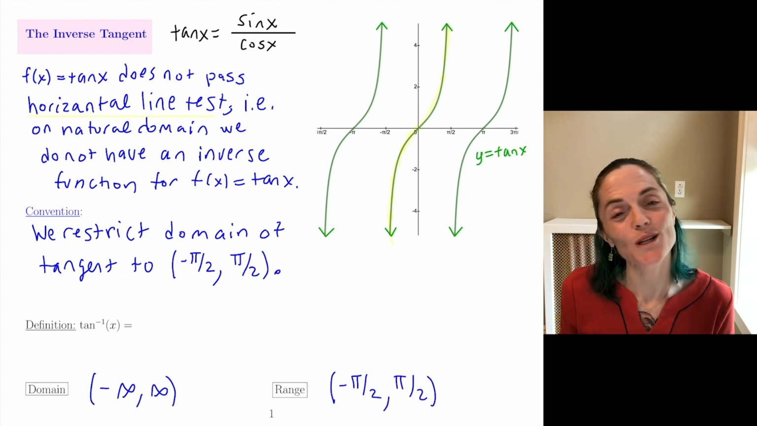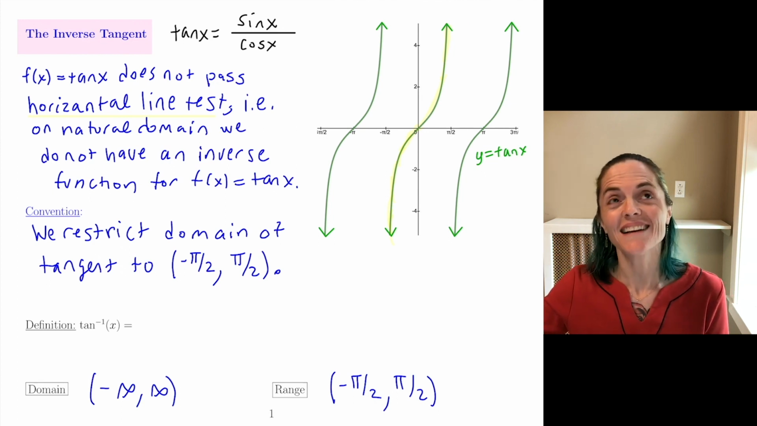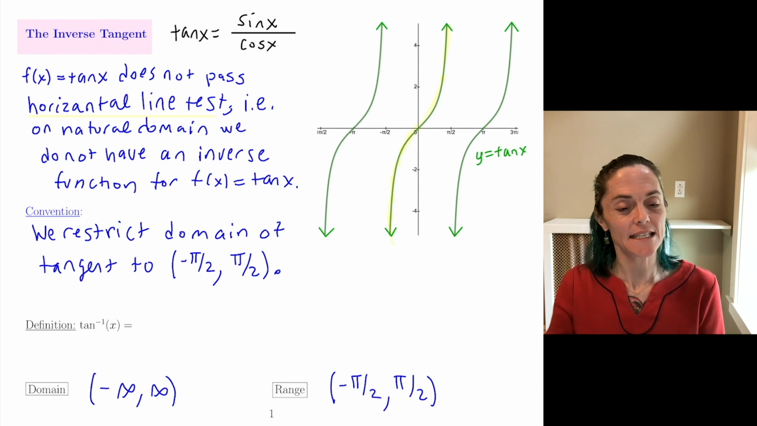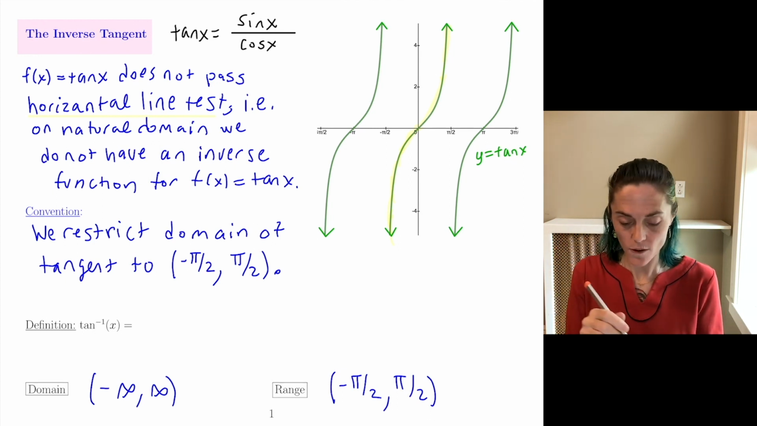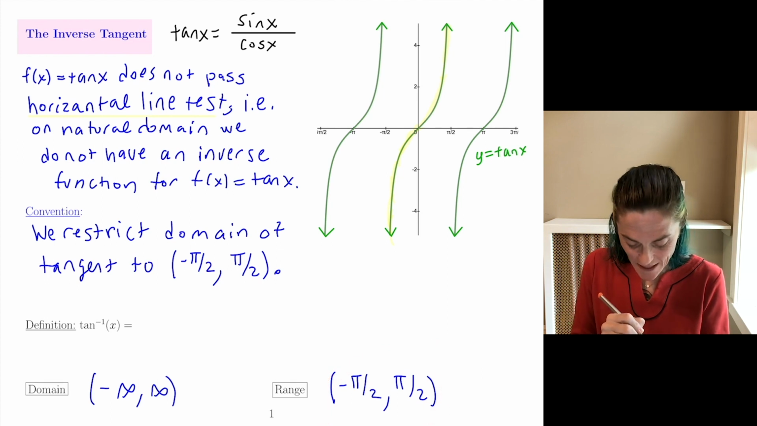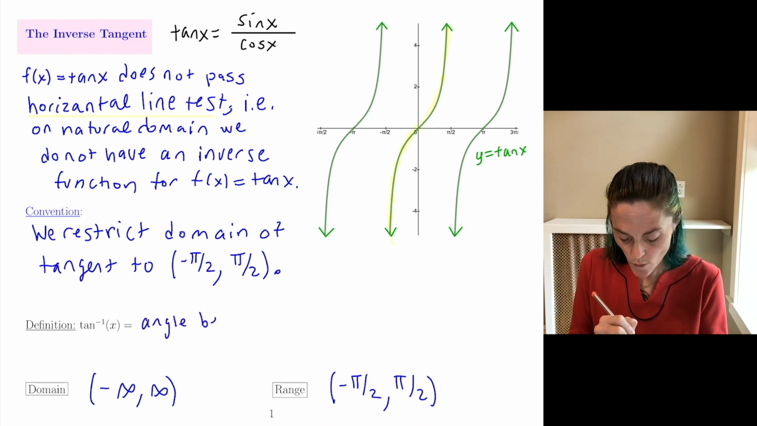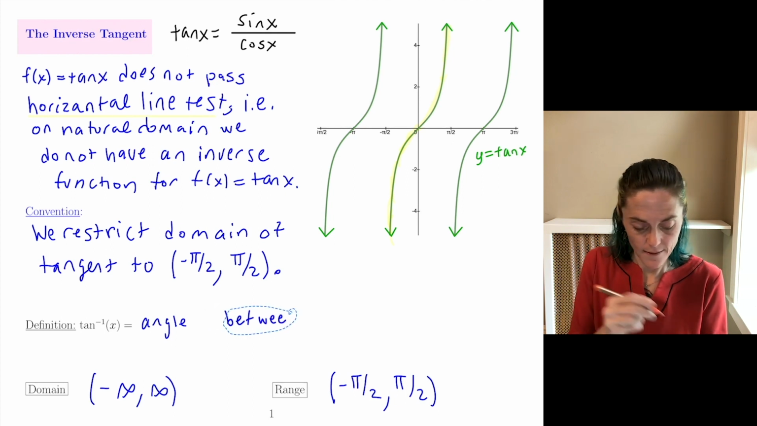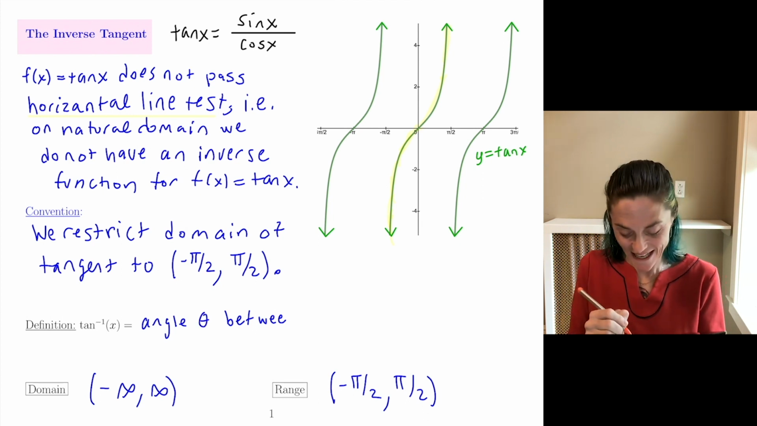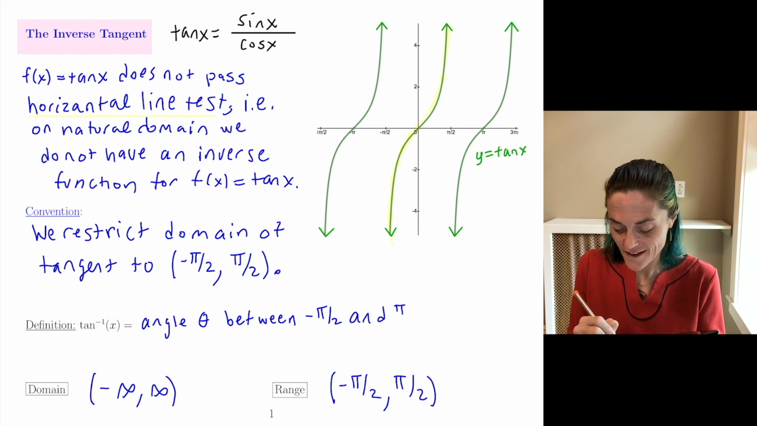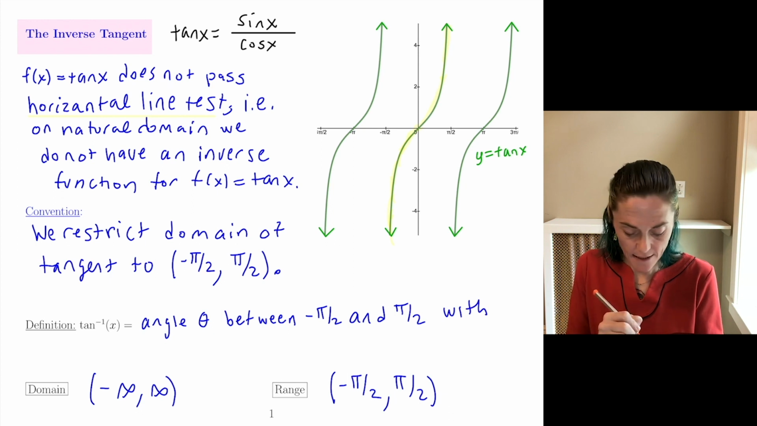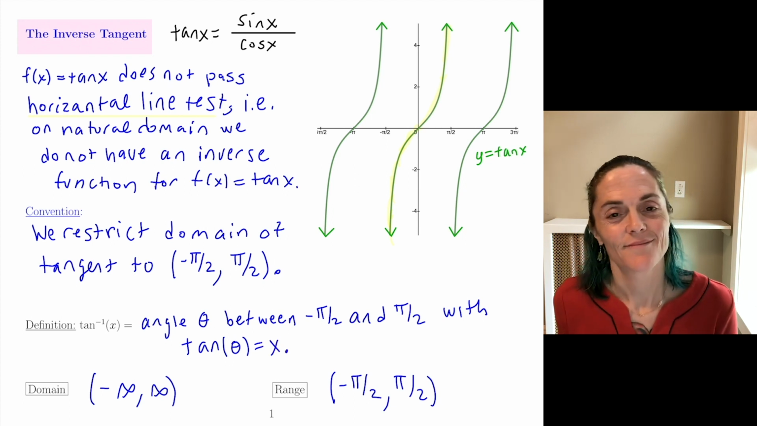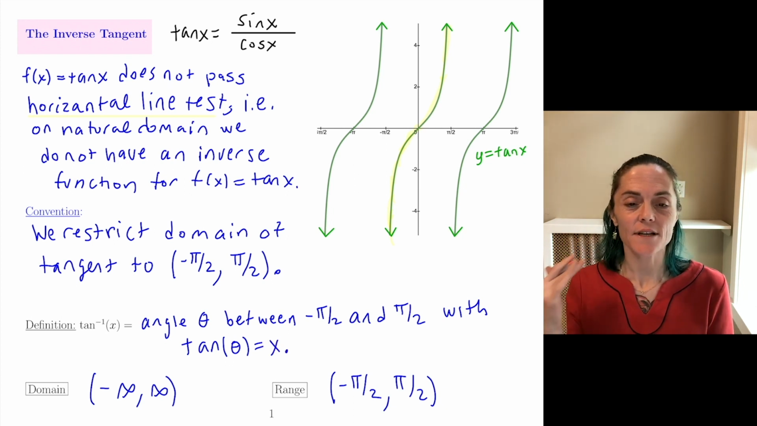Now we can write down in words what this function is. So the domain consists of values of tangent. Okay, tan inverse of x equals, here are the angles. So this would be the angle, I should call it theta, between minus pi over 2 and pi over 2 with the tangent of theta equals x. This is the definition of the inverse tangent.